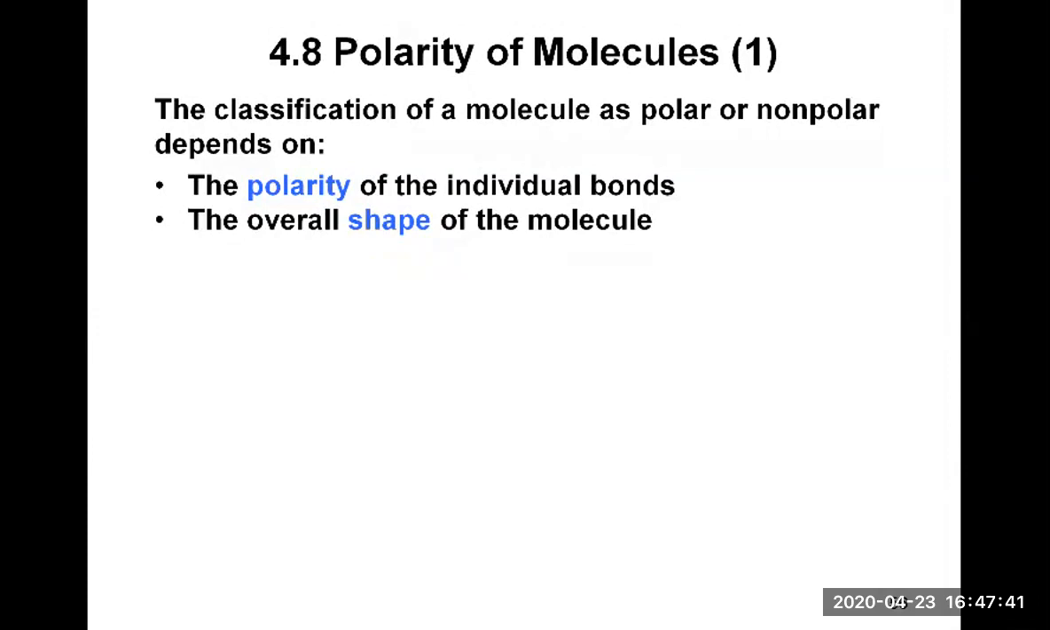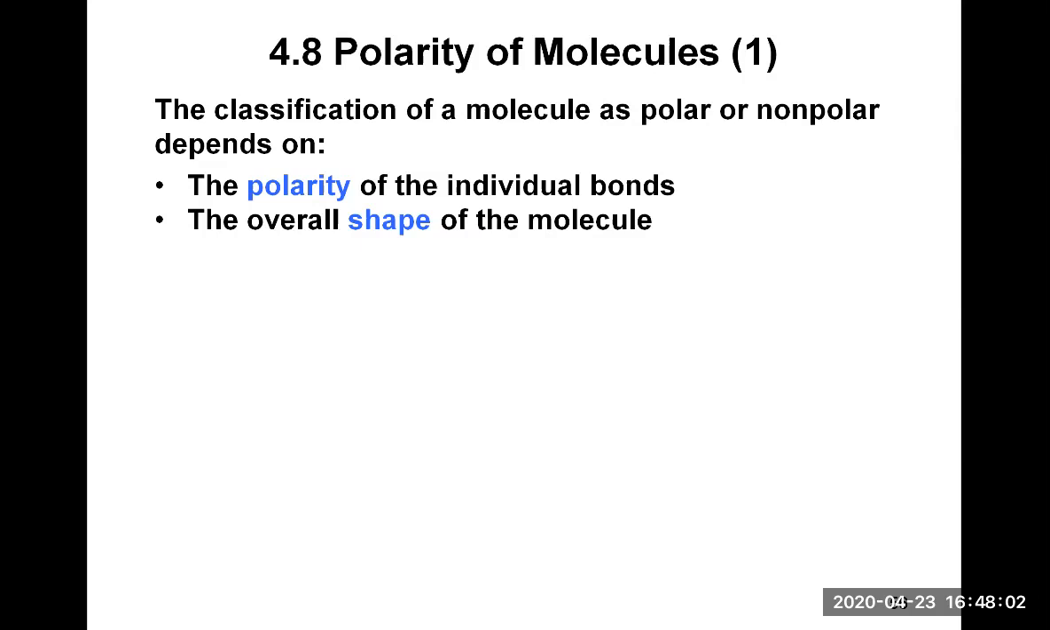And so the classification of a molecule as polar or non-polar depends on, first, the polarity of the individual bonds. If you have no bonds that are polar, then the molecule cannot be polar. And then if you have polar bonds, it depends on the overall shape of the molecule.